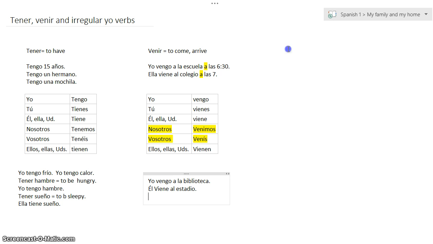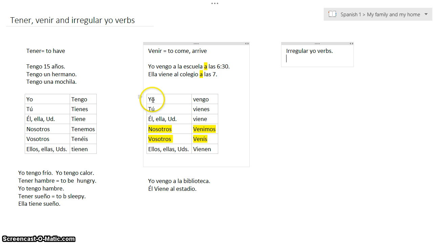The last couple of verbs that we're going to look at are irregular yo verbs. And again, these you have to go back and memorize to look at. The reason they're called irregular yo verbs is because they work exactly like all other conjugations. So you drop your AR, ER, IR, you add your new ending. They work exactly like all other conjugations except in this yo form. So they've got something weird going on in the yo form.